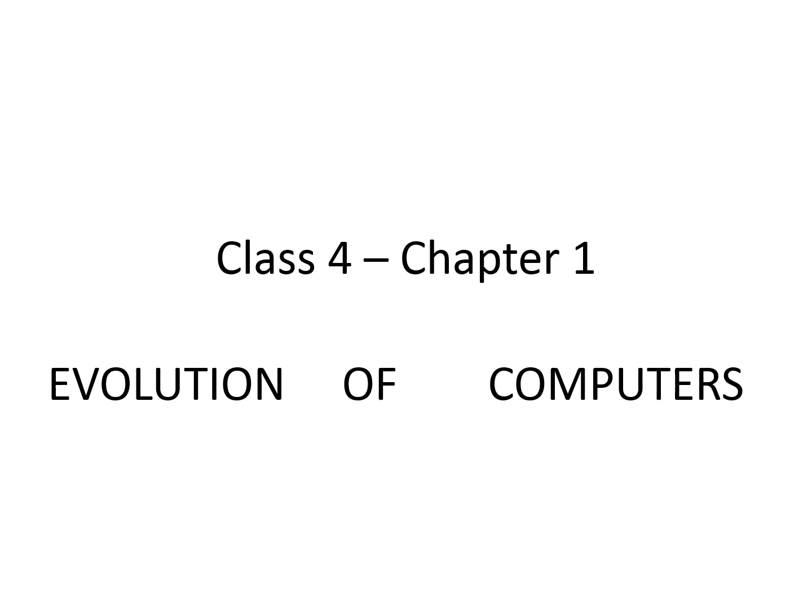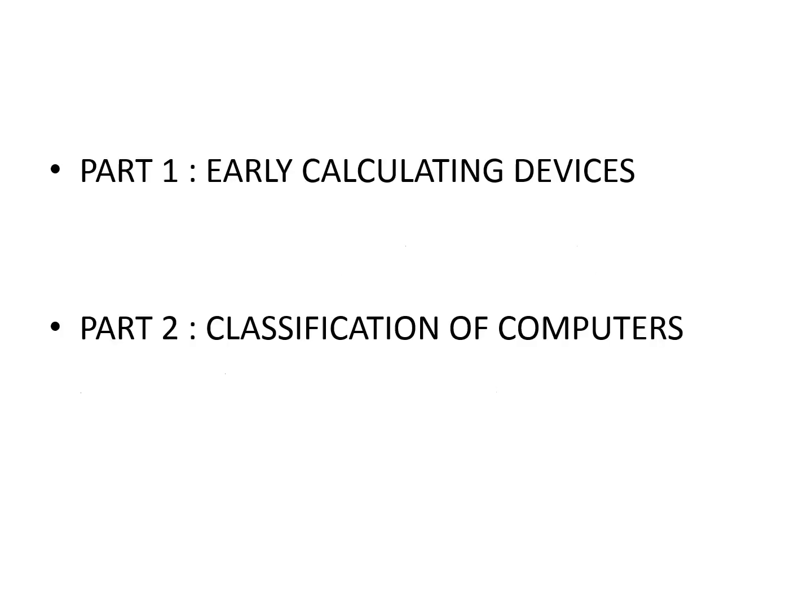So today we are going to learn the very first chapter of the computer syllabus, that is the evolution of the computer. What is it? The evolution of the computers. Okay? So there are two parts in this chapter that we are going to study. That is part 1, early calculating devices, and part 2, the classification of computers. In this session we are going to study only part 1, early calculating devices. Part 2 we will study in the next session.